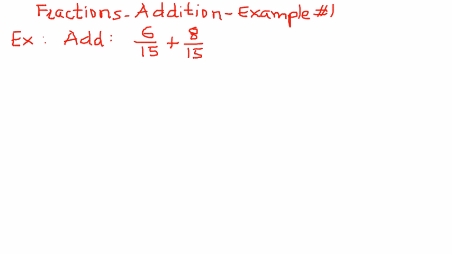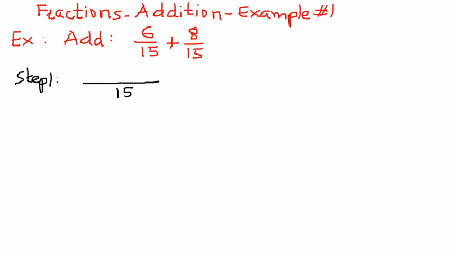So in this case, let us write down some steps here. Step number 1. The denominators are the same, so the common denominator is 15. For the first fraction and the second fraction, the denominator is 15, so the common denominator is 15. So we're going to draw a line, write the denominator once.